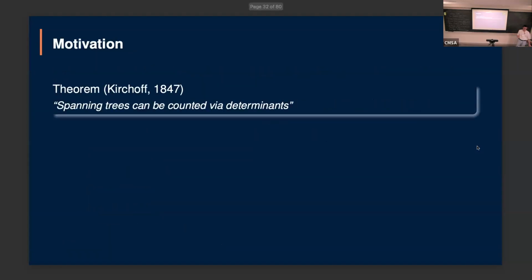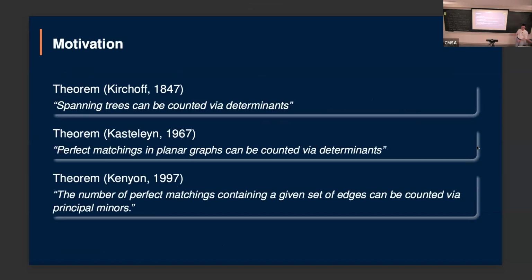Another reason you might care about these things is some results saying that combinatorial things like spanning trees, perfect matchings, and probabilities of edge inclusions in the uniform distribution on perfect matchings, with some appropriate adjectives, can be counted via determinants and principal minors. One question you can ask, in general, is when the principal minors of a matrix are positive or non-negative.